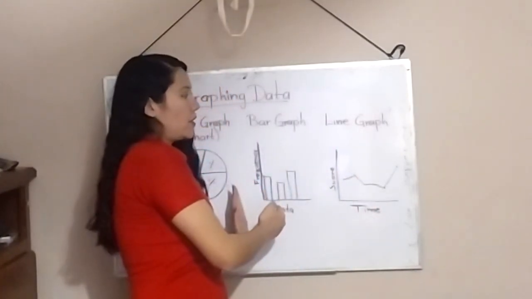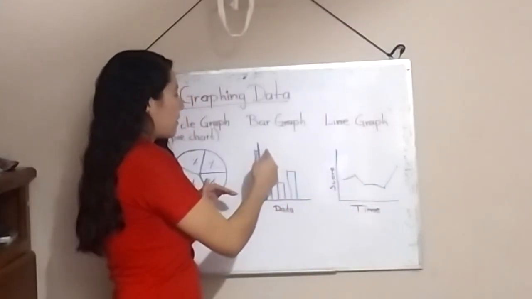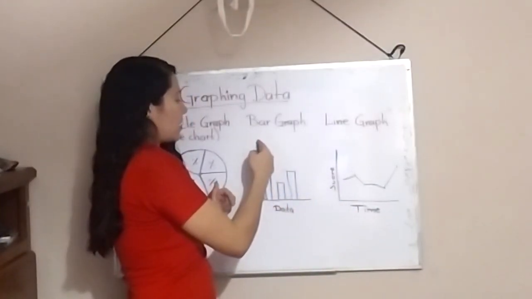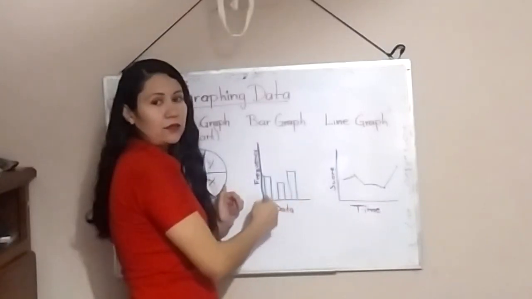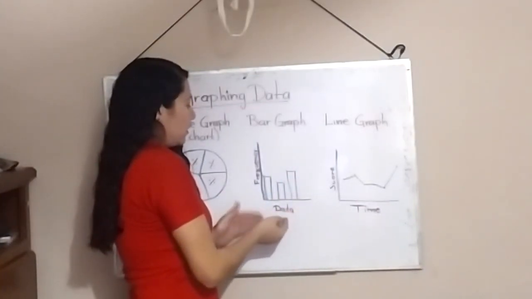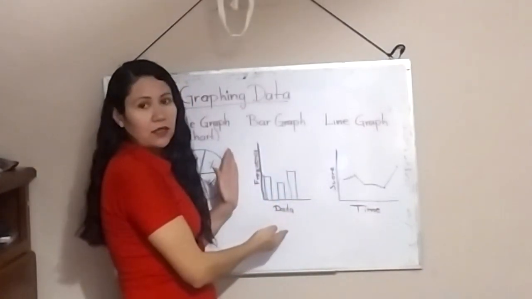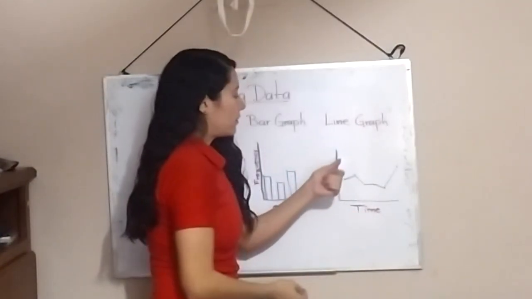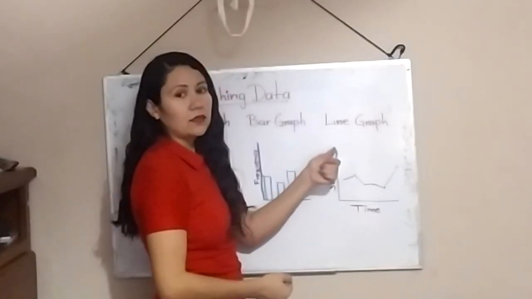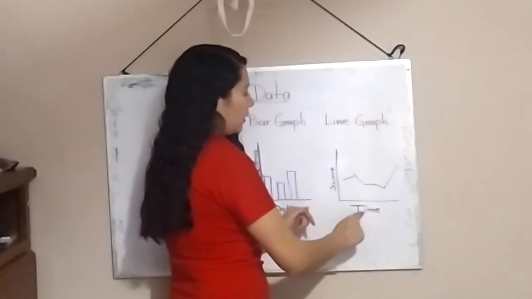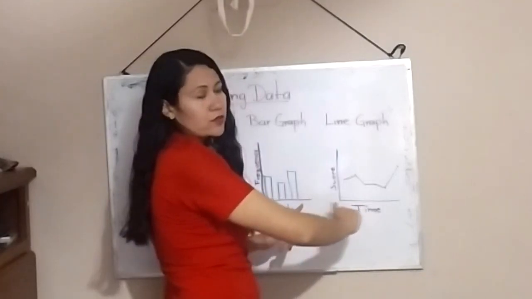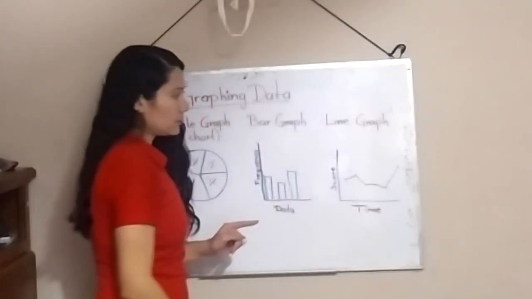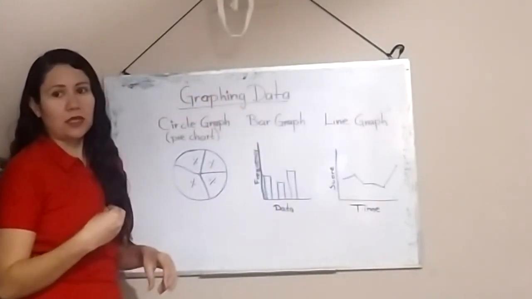In both the bar and the line graph, we need to have 2 axes. The axes are these lines in here, where we have the data and the frequency in the case of bar graphs, and in the case of line graph, we have our data in the vertical axis and time in our horizontal axis. Let's dive into each one of these.